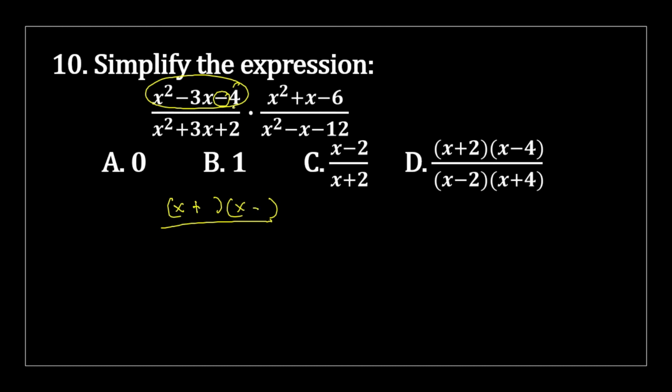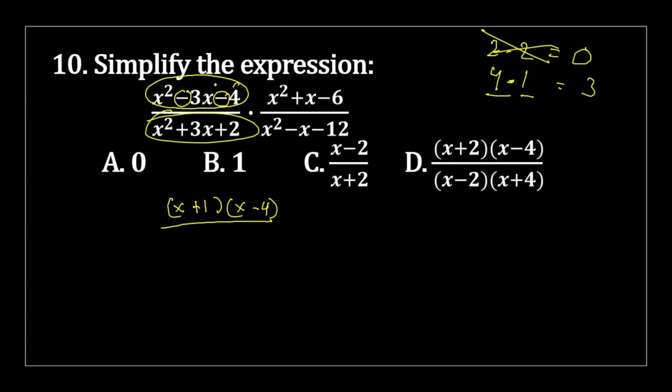Now, what are the factors of 4 that, if you subtract, the answer is 3? The factors of 4 are 2 times 2. If you subtract them, the answer is 0, so this is not our factor. Let's try 4 times 1. 4 minus 1 is equal to 3. So we get 4 and 1. Now, where do we put 4 and where do we put 1? Look at the sign of the second term. If it is negative, put the greater number on the negative side. So we will put 4 here and 1 here.